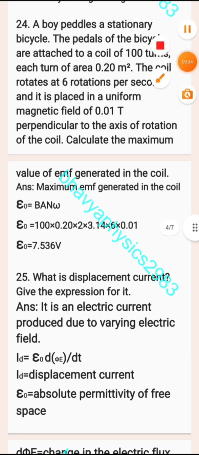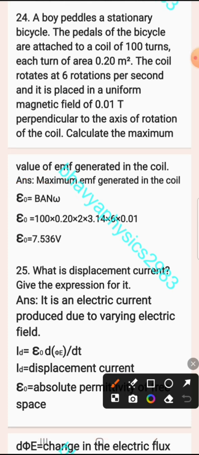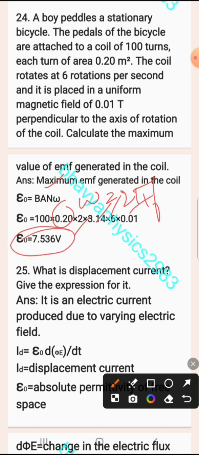Electromotive force is maximum, which is written as E naught. E naught can be written as BAN omega. Everything is given, so you just remember this formula, BAN omega, or NAB omega, like that. So when theta is 90 degrees, the EMF generated is maximum. So substitute the data given as it is. Number of turns is 100, and area is 0.2, and we can write omega as 2 pi f, where f is 6 rotations per second, and magnetic field is given. Substituting will get this number, 7.536 volt.